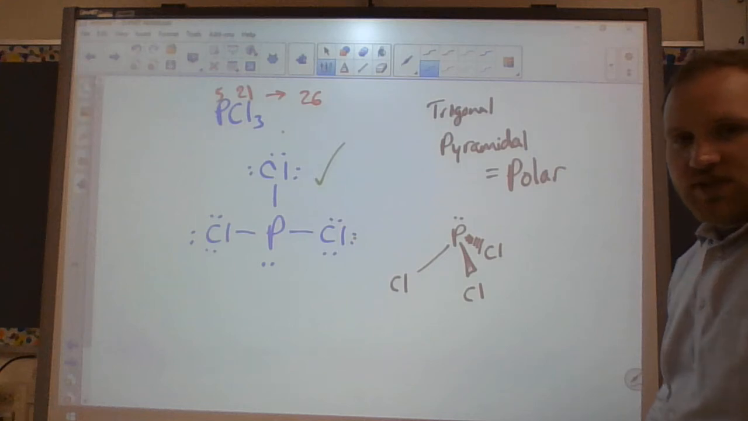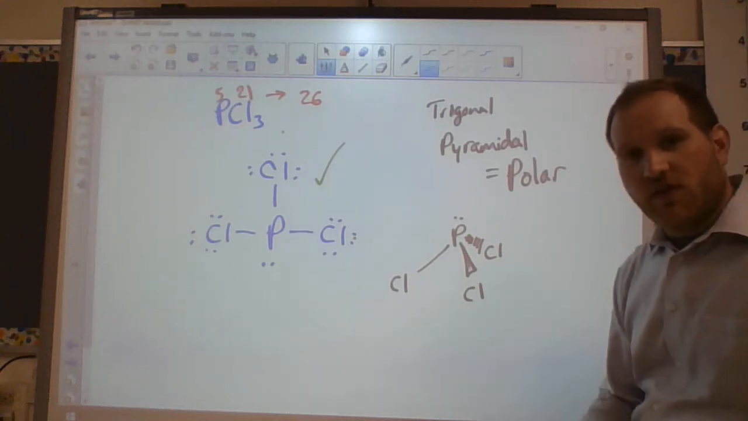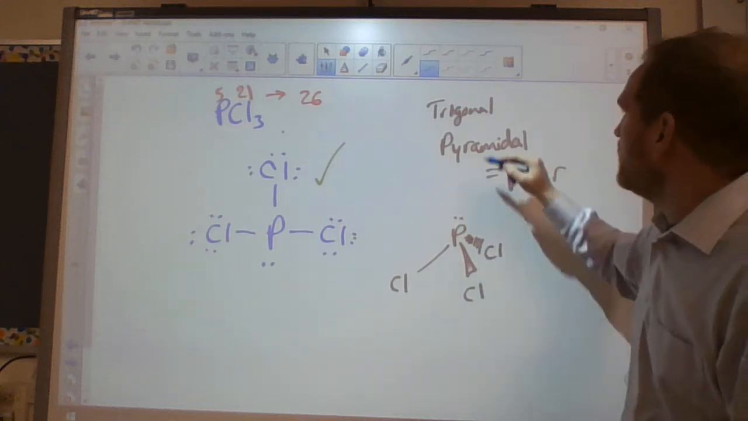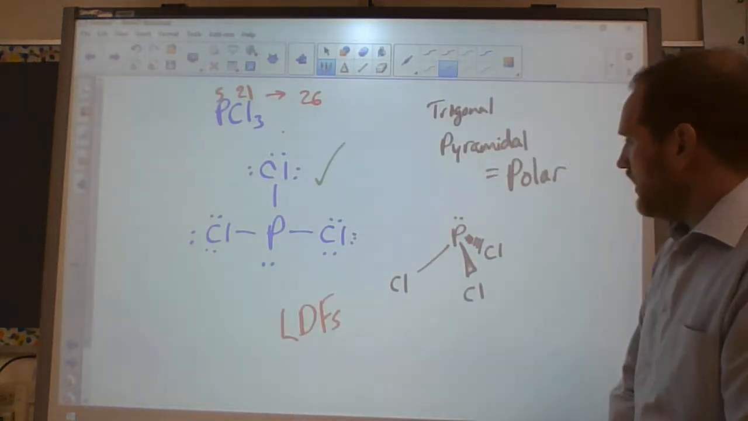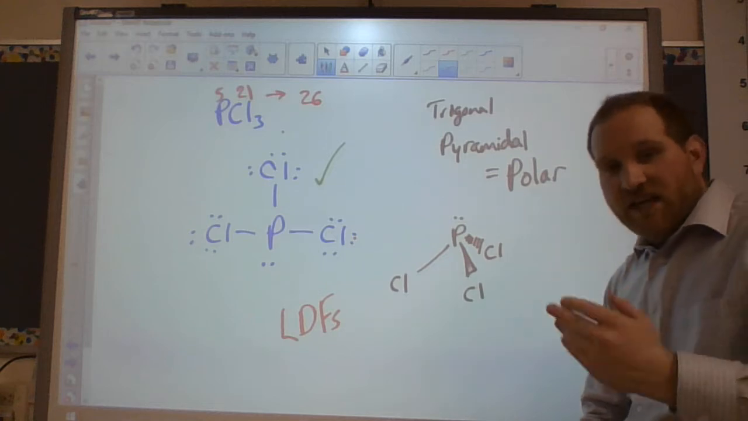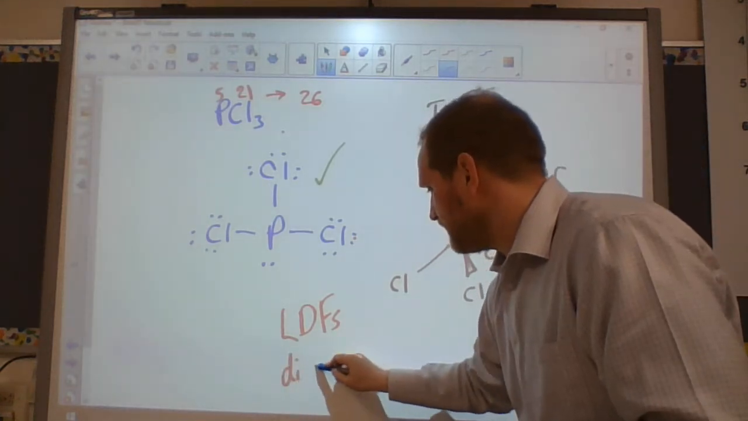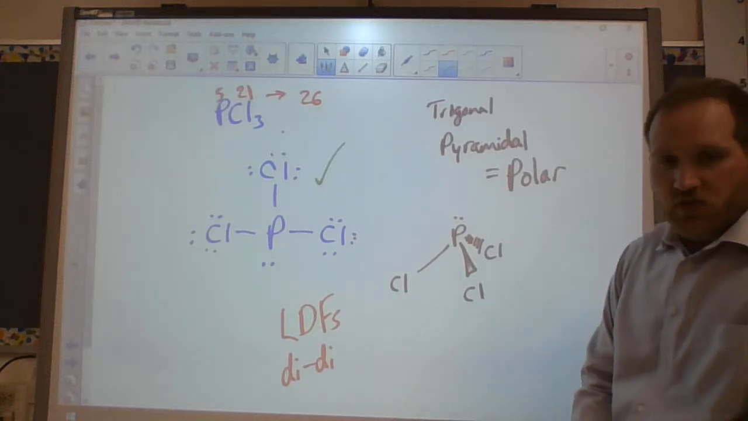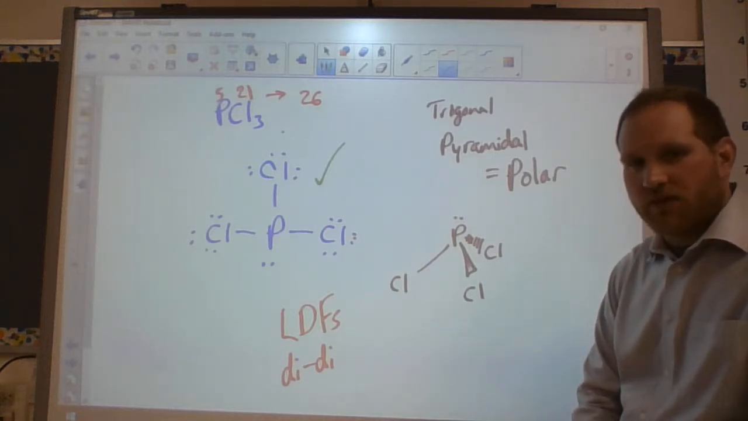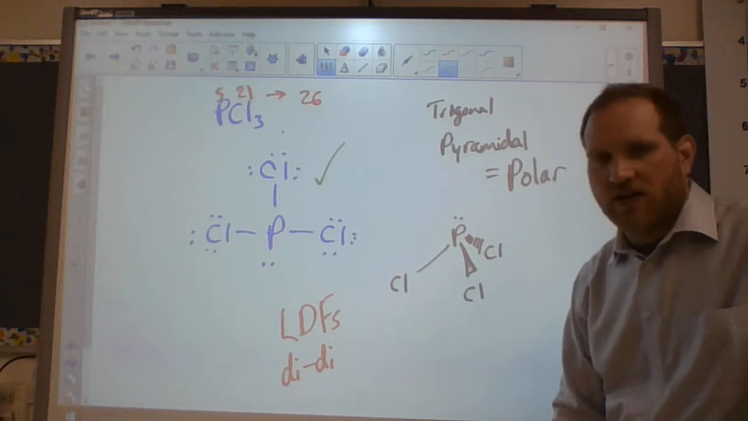So which IMFs does this have? Does it have London dispersion forces? Of course it does. All molecules do. So it's going to have LDFs. It's polar. So therefore, yes, it has dipole-dipole. I'll say di-di. And does it have hydrogen bonds? No. So this is going to have somewhat high boiling point because at least it's polar, but no hydrogen bonds here.